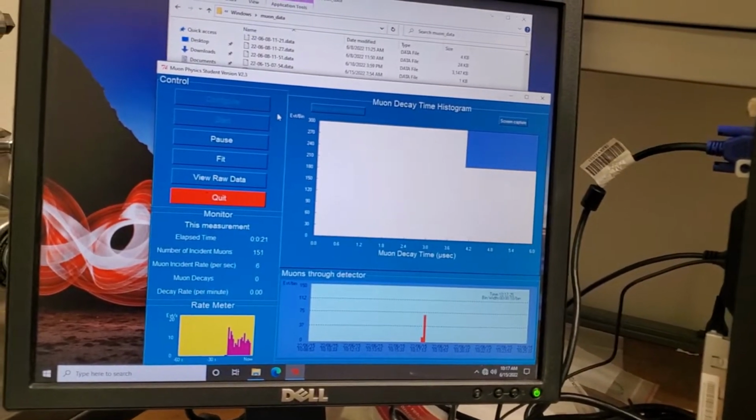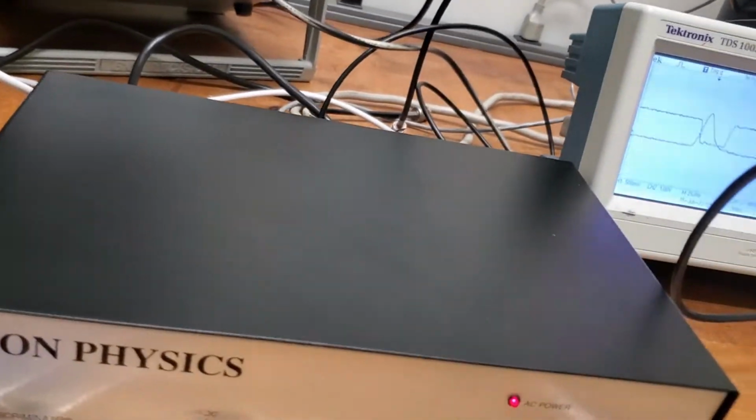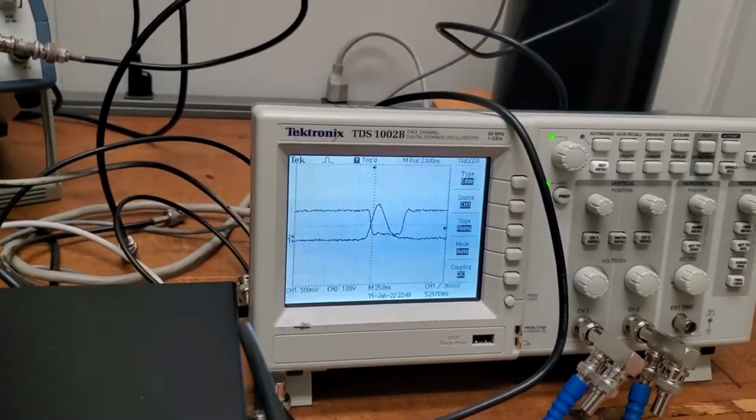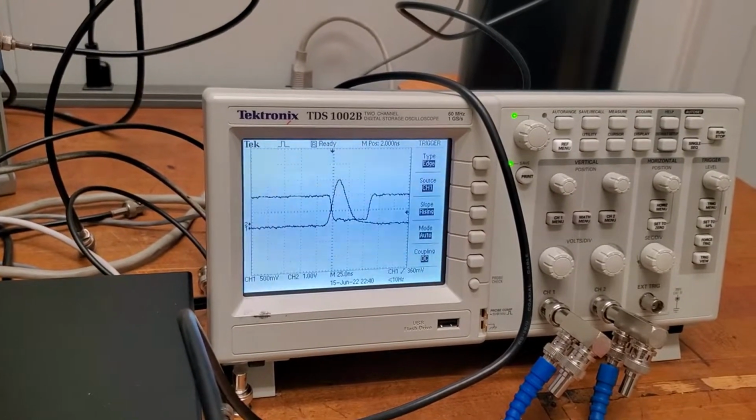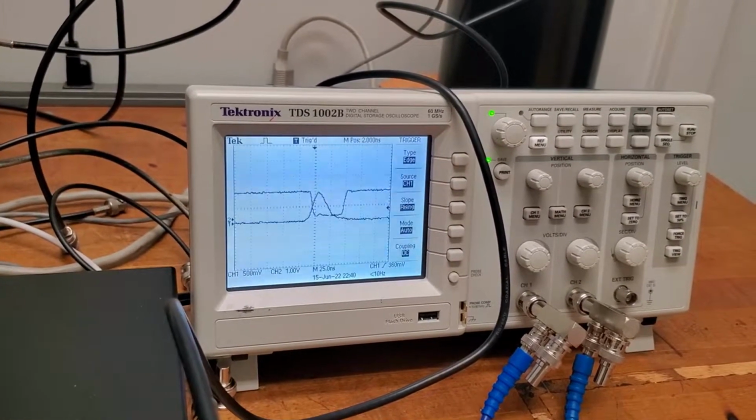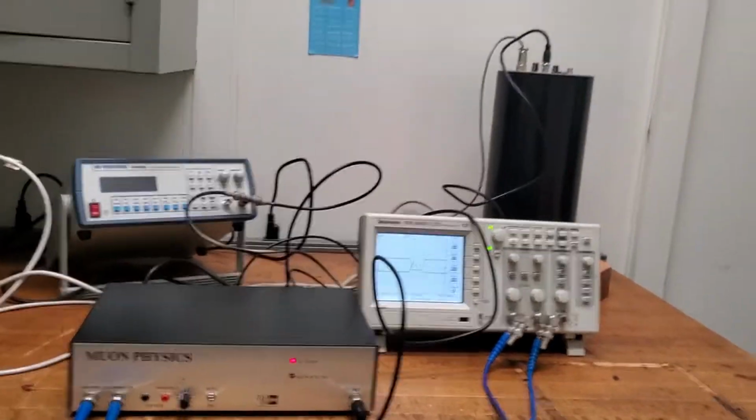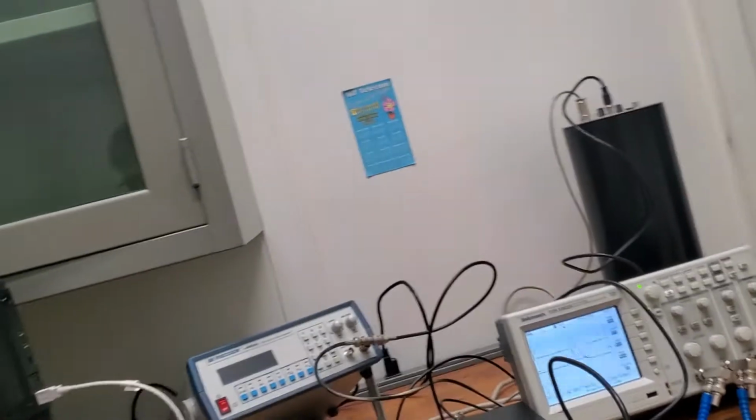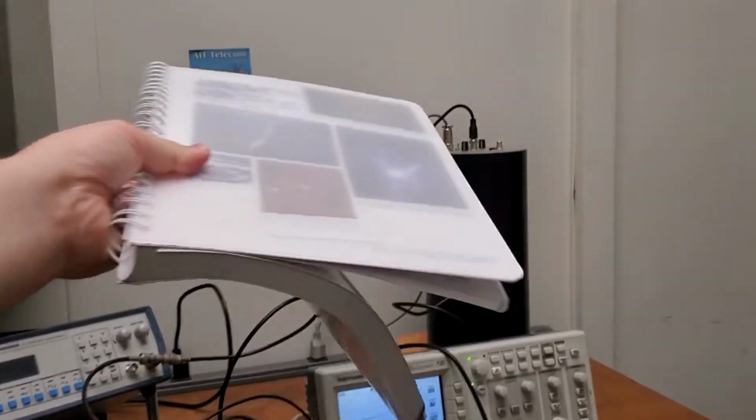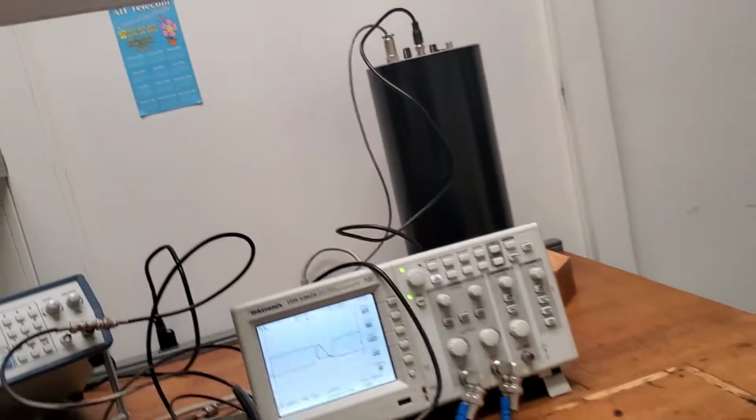Not really any decays yet, though. It's working. I did change the scale of the oscilloscope, I think, but it's about the same. Watch. Same thing. Nothing happens when I put my notebook over the oscilloscope. I hover the notebook over the oscilloscope.